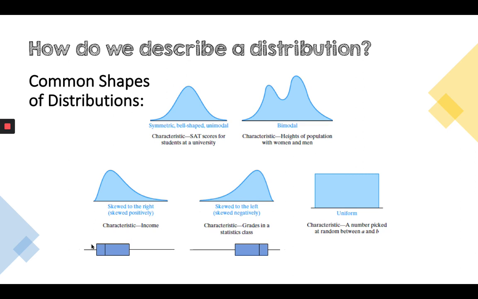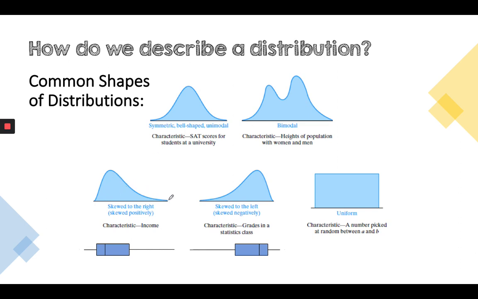So these are common shapes that you see in a distribution. Picture that this could be like a dot plot or histogram. So symmetric, you could say bell-shaped. Unimodal means it has one peak, one mode. This would be an example of bimodal. Bimodal is a word for it has like 2 major peaks.